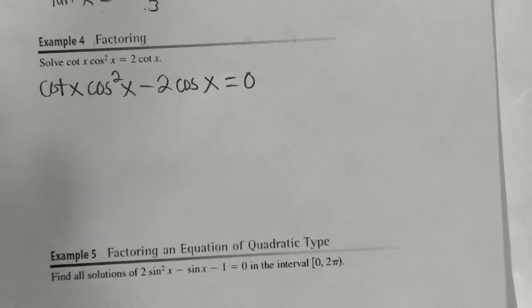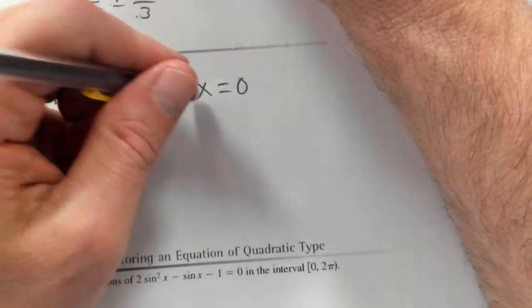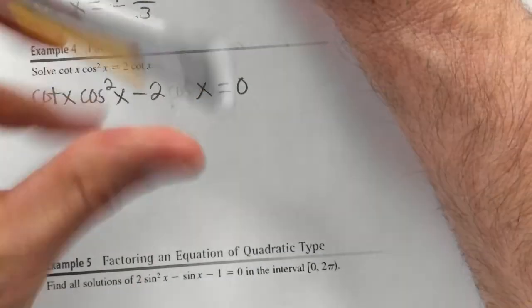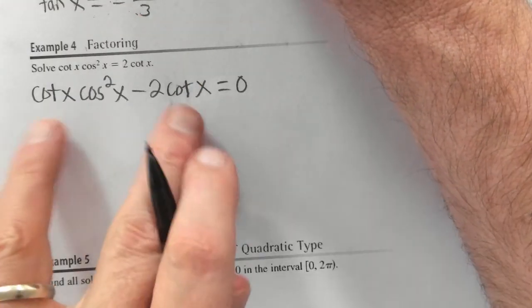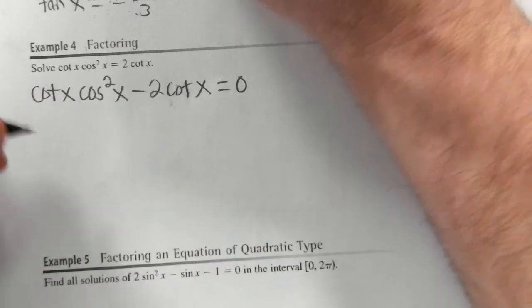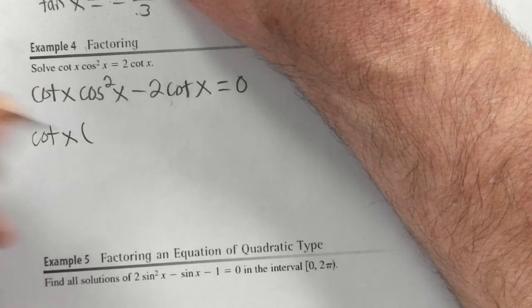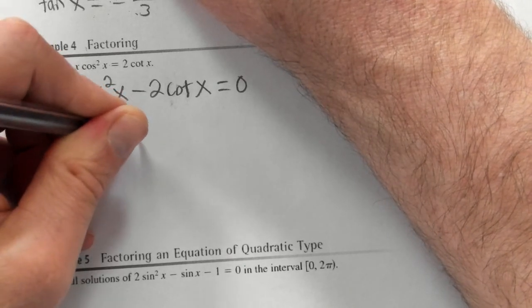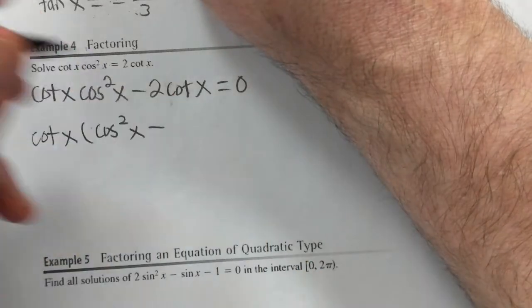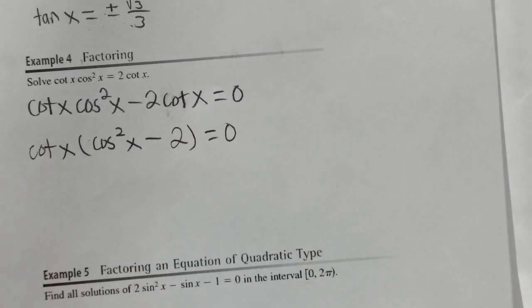The next thing I'm going to do is factor out a... Oh, did I write that wrong? That's not cosine, that's cotangent. Let me fix that. Okay. The next thing I'm going to do is factor a cotangent out of these two terms. So I'm going to factor out a cotangent of x. When I do, that's going to leave me with cosine squared of x minus 2 equals 0. I factored cotangent of x out of this, and I factored cotangent of x out of this.